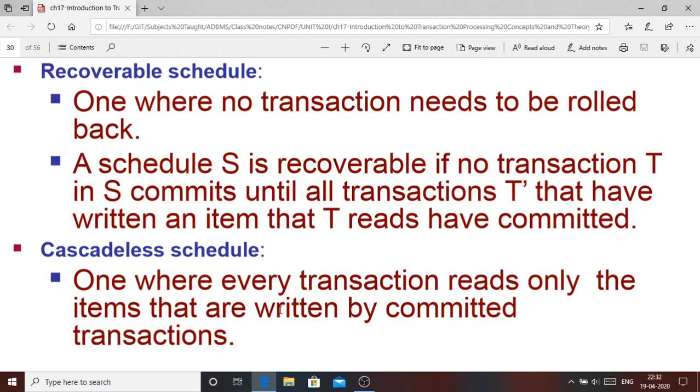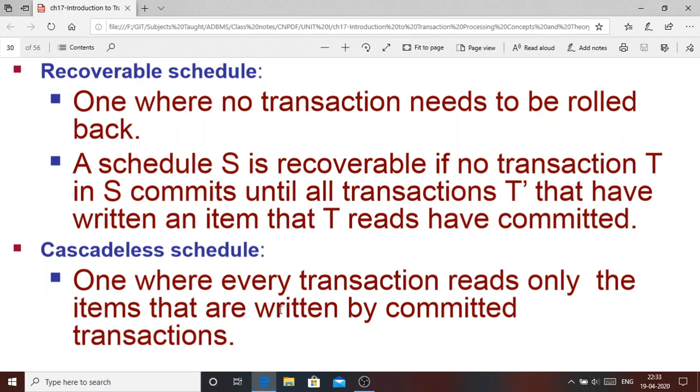Now we know what cascade means: the changes follow one after another. Suppose a particular transaction has to be rolled back, then another transaction which has read the value written by the earlier transaction also has to be rolled back. When this kind of serial effect of changes occurs, we say it is a cascaded rollback. So a cascadeless schedule means one where we don't have such rollback operations.